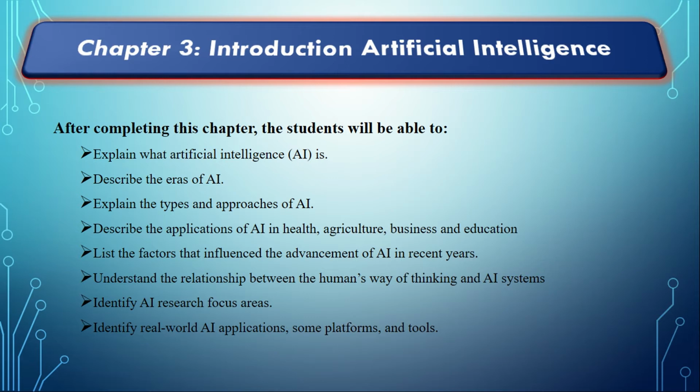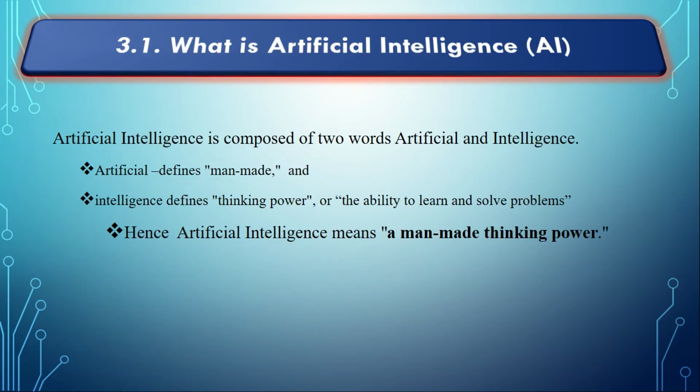Describe the application of artificial intelligence from different perspectives in health, agriculture, business and education areas. List the factors that have influenced the advancement of artificial intelligence in recent years and the development of AI. And understand the relationship between the human way of thinking and artificial intelligence systems. Identify artificial intelligence research focus areas, hot research areas in the medical area, agricultural area, military area, and also in the main areas. Identify real-world AI applications. Some platforms and tools are included in this chapter.